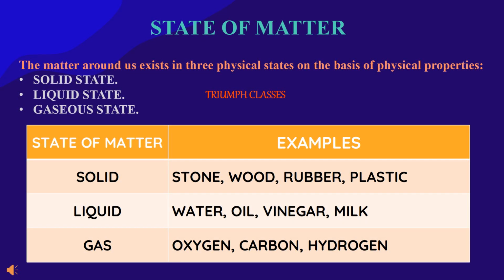Next, the various states of matter. The matter around us exists in 3 physical states on the basis of physical properties. First, solid states such as stone, wood, rubber, plastic. Second, liquid states such as water, oil, vinegar, milk. Third, gaseous states such as oxygen, carbon dioxide, hydrogen.